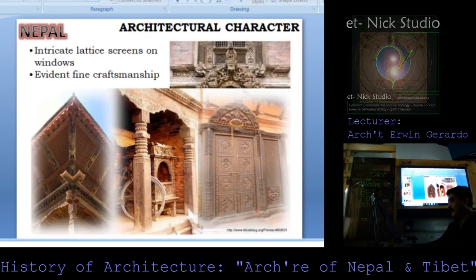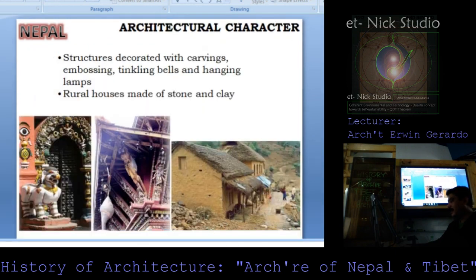Nepal, its architectural character includes intricate lattice screens on windows, evident of fine craftsmanship. Another unique architectural character is that the structure is decorated with carvings, embossings, tinkling bells, and hanging lamps. Rural houses are made of stone and clay.